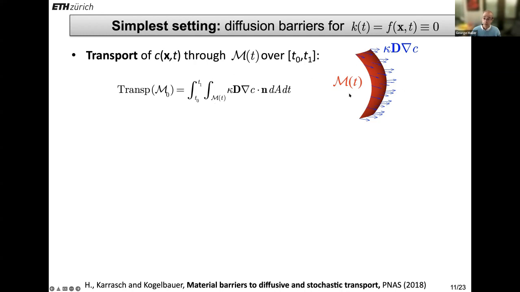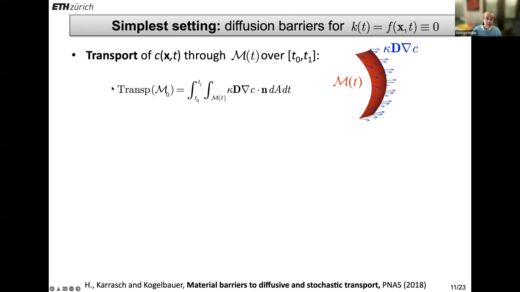If you want transport, which is, you want to measure the amount of stuff that got through, you also have to integrate that in time. And that's what I'm doing here. So the total transport of stuff through this moving material surface is this double integral. The first is over the moving material surface. The next one is over time.